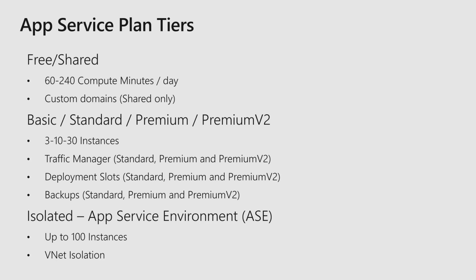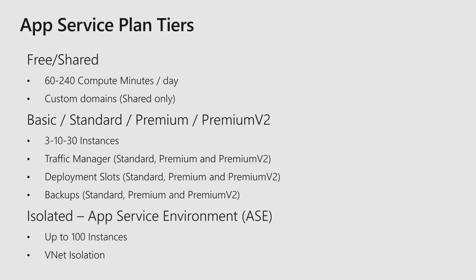To be totally honest, free and shared is something that I don't use that much, okay? Usually I prefer to go to at least a standard. In a standard, I get 10 instances, and I get auto-scaling out of this. In basic, I get 3 instances, but I don't get auto-scaling, and auto-scaling is a much needed feature for us. I can also attach Traffic Manager to this. I also have deployment slots and backups.